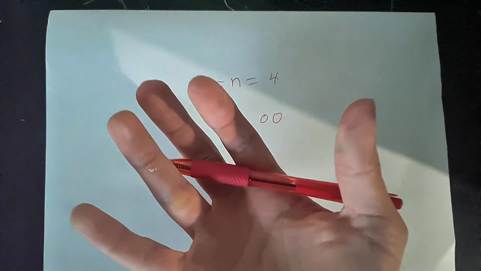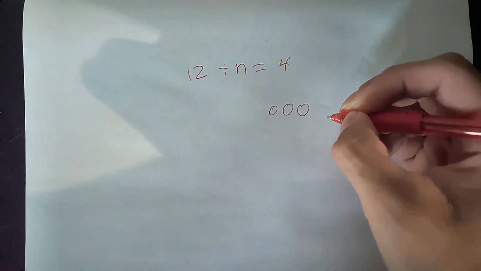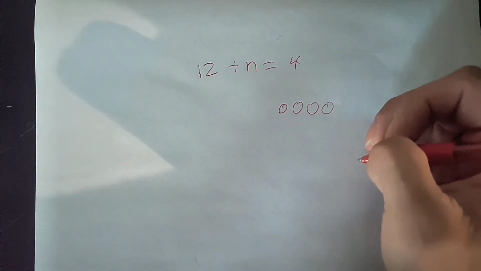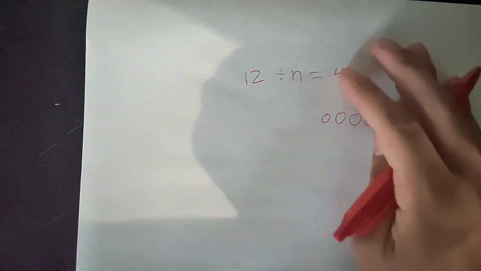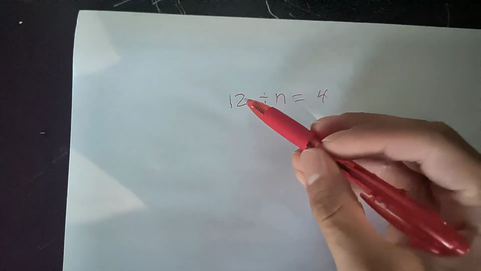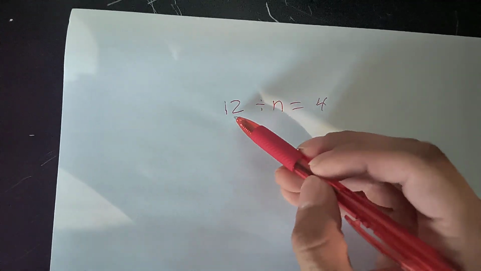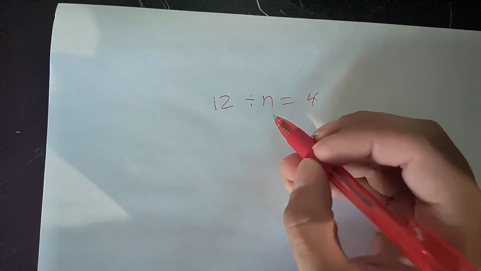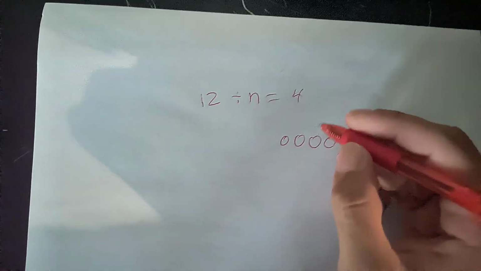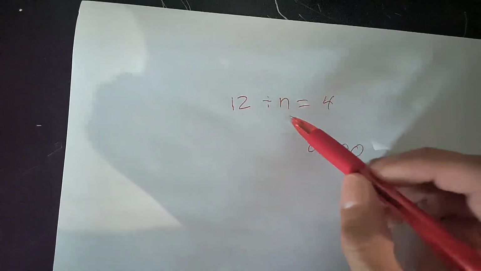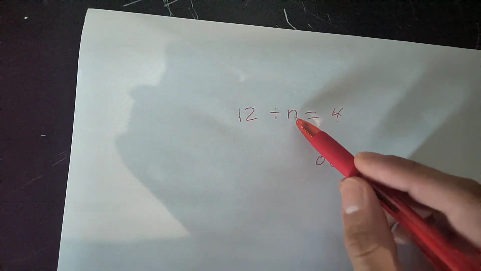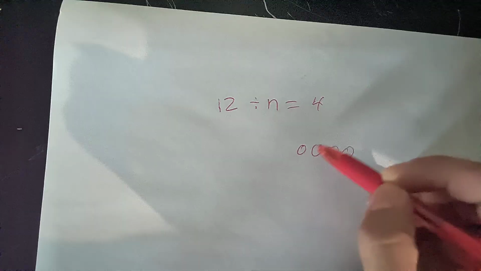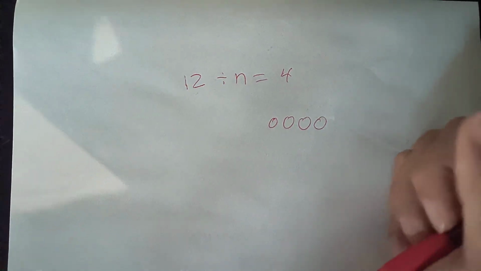Let's say we draw 4 circles. And since what we started with was 12, 12 divided by n is equal to 4, this means that there's going to be a certain number of groups, which is n, and each group is going to have 4 circles in it.